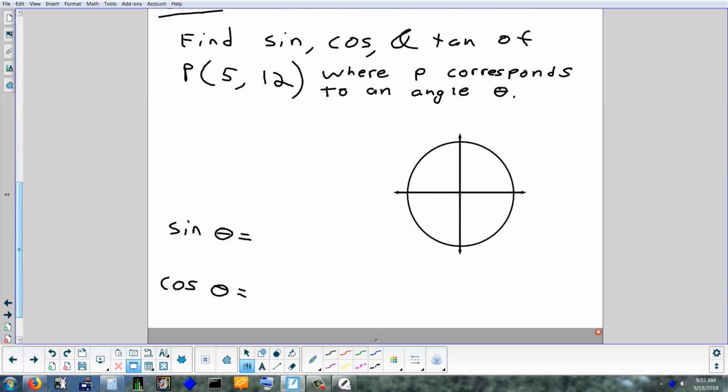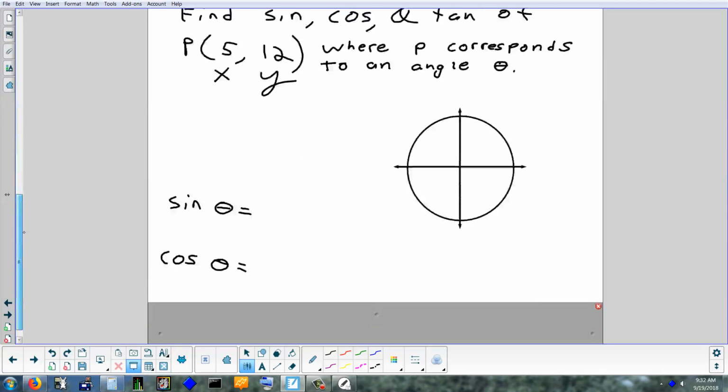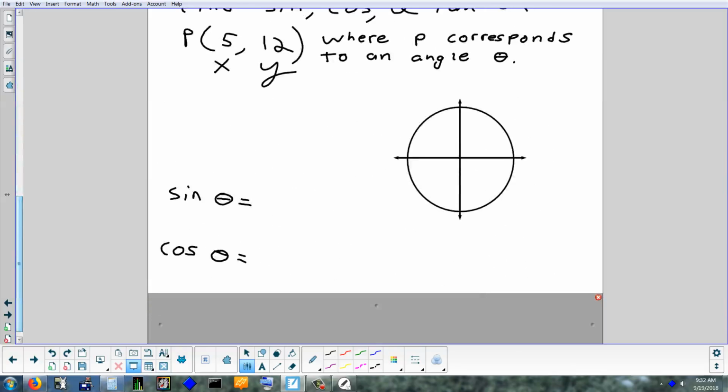So what's my x value? 5. What's my y value? 12. So I have the x, I have the y, I'm missing one letter. R. I'm missing r. Well, 5, 12, I'm just estimating, would look roughly like that. So right 5, up 12. I need to find the radius. How can I get the radius of this circle?